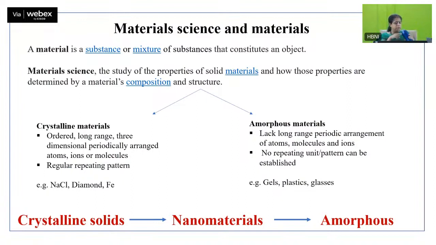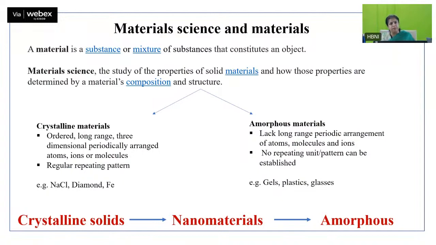Now, when we talk of structure, we have been taught right from primary and middle classes that there are two classes of material which we generally identify: crystalline materials and amorphous materials. A broad definition taught to you in your 11th and 12th is that crystalline materials are those which have long range, three-dimensionally, periodically arranged atoms, ions or molecules. They have a regular repeating pattern. Amorphous materials are solids, super cooled liquids, that lack long range periodic arrangement of atoms. If you ask, okay, this is a small unit, can I repeat it and reproduce my structure? That is possible for crystalline material, but not for amorphous material.